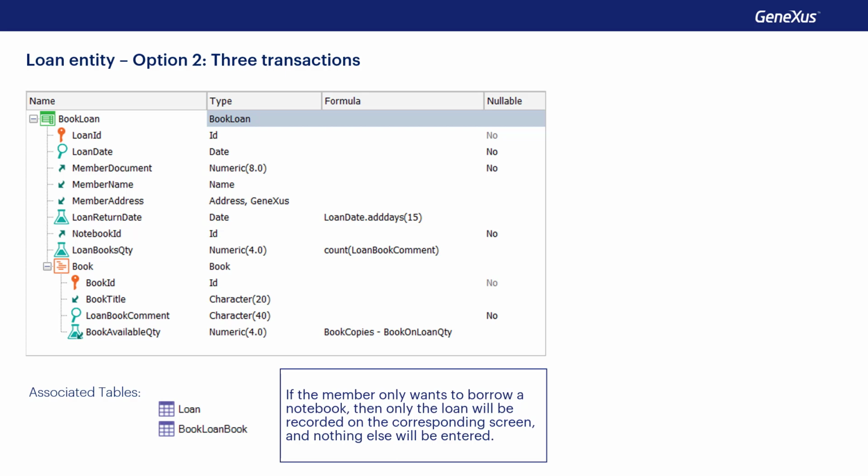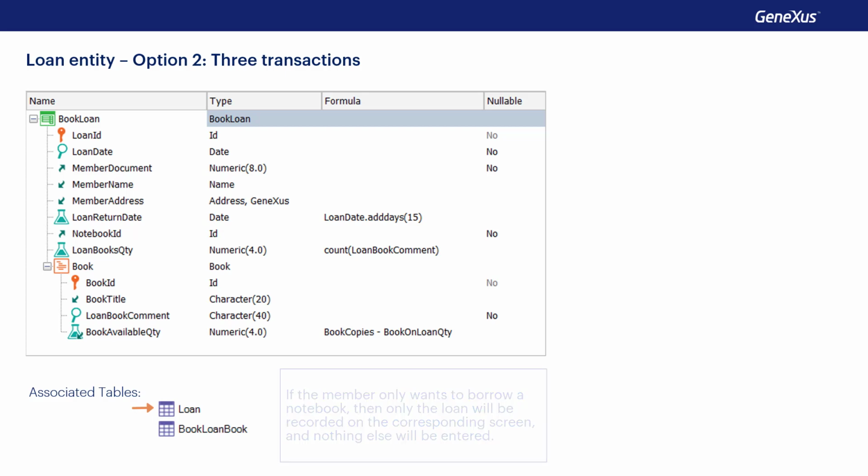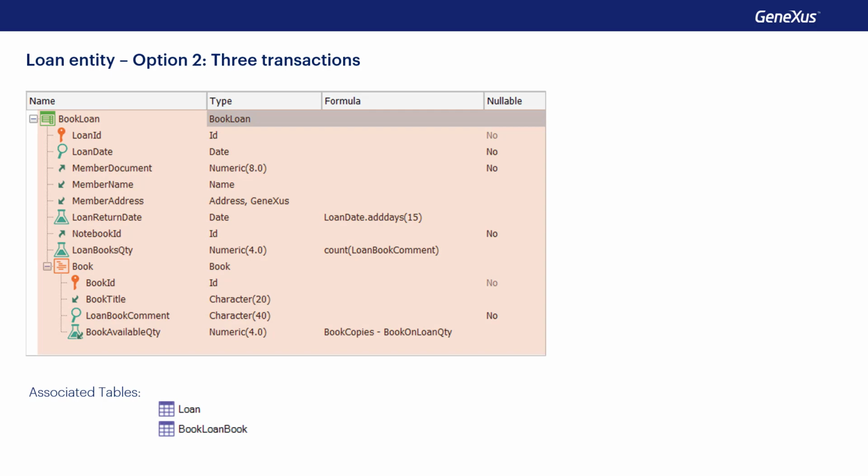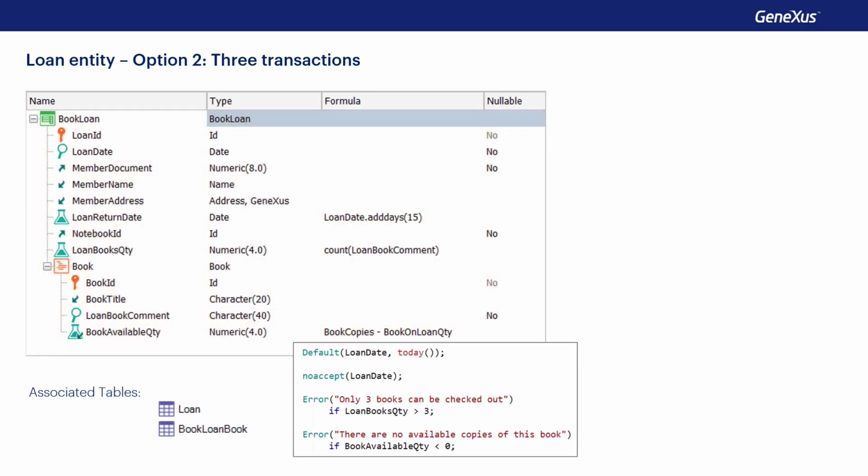Therefore, the primary key will also be loan ID, and thus a new table will not be created because there's already one where loan ID is the primary key. That way we'll be referencing the same loan entity, and only the table associated with the second level will be created. The book loan transaction then has the following structure with the following rules, and the following form is generated.